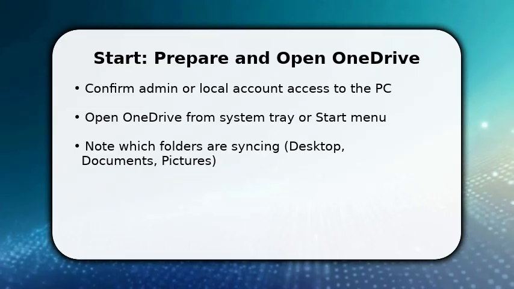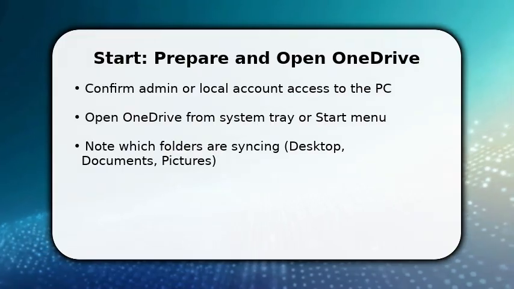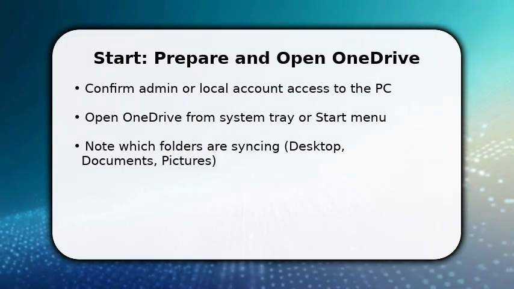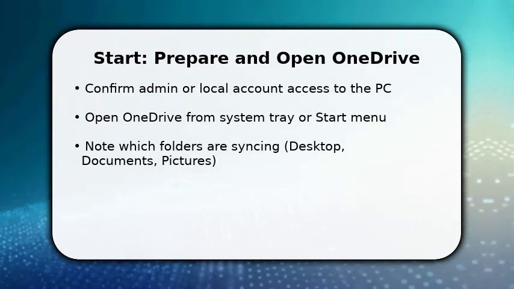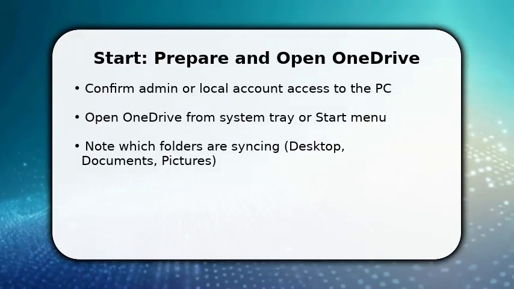Enjoy the video. You need local access and OneDrive running. First, click the OneDrive cloud icon in the system tray. If hidden, expand the tray. Once visible, open settings to view which folders are syncing so you can target desktop specifically.